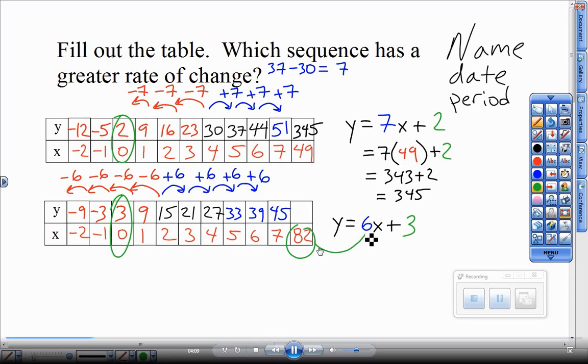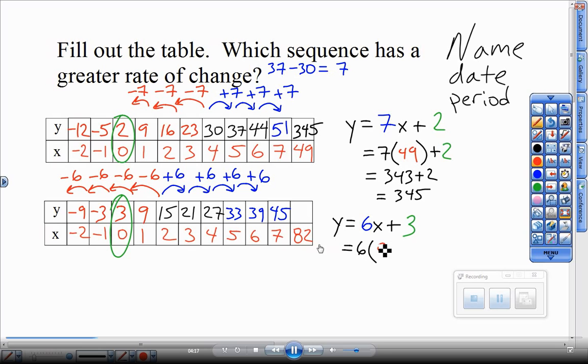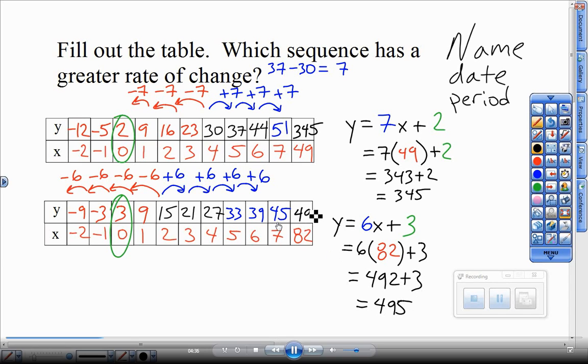And then for this, plug in 82 in for x. Use that equation that represents the sequence to find the 82nd term, what y is going to be. So 6 times 82, using my calculator, gives me 492, and then that plus 3 gives me 495.